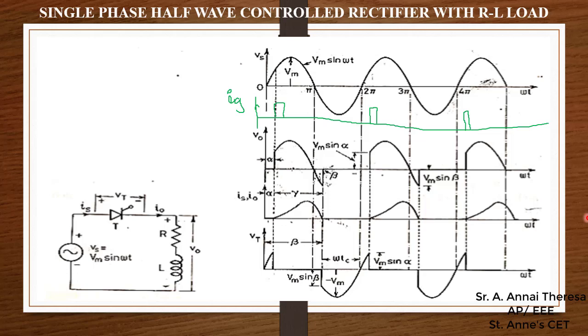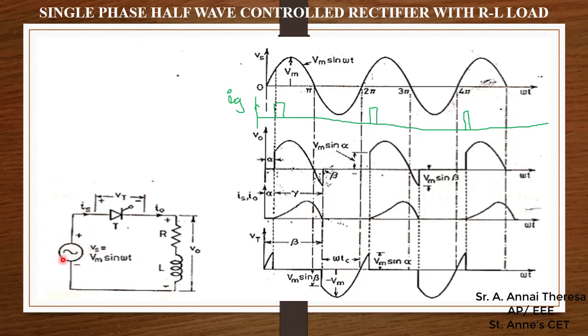In this session, we can see the working of single phase half wave controlled rectifier with RL load. Then we can see it with a freewheeling diode also. First, we can see only the RL load. So this is the input voltage. Here I am not showing the transformer for simplicity.